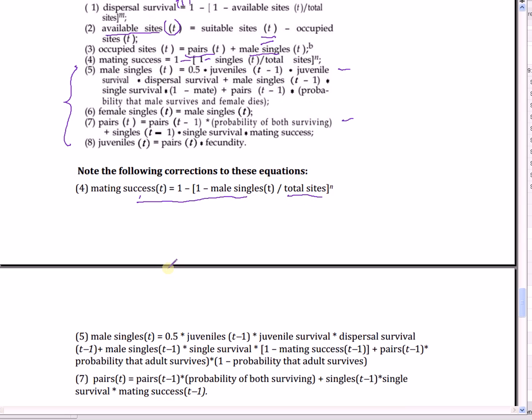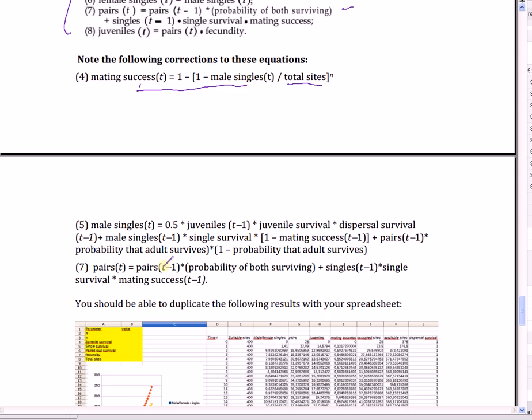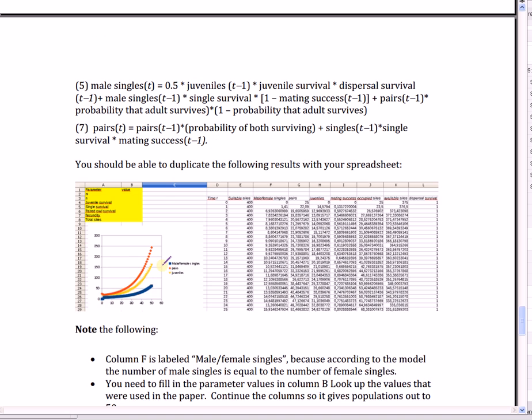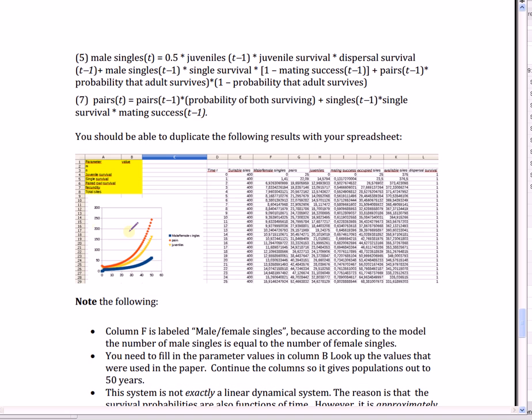So what you need to do is create a spreadsheet. Here's an example for you to follow. If this is too small, you can blow it up.